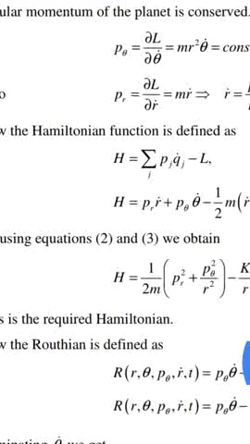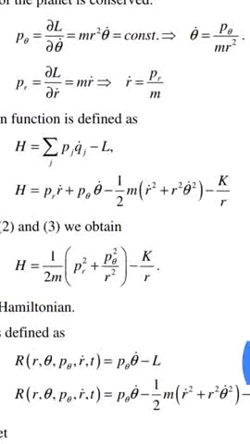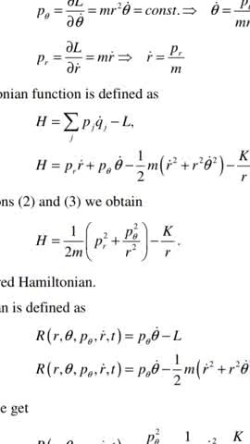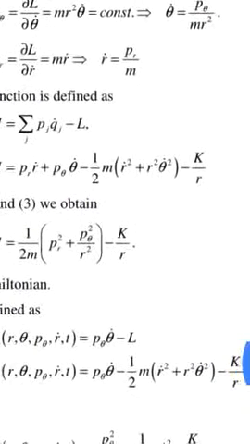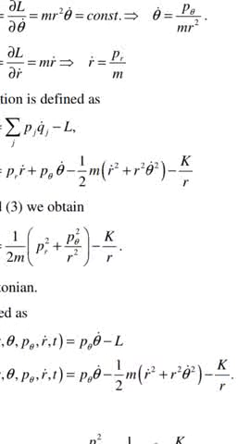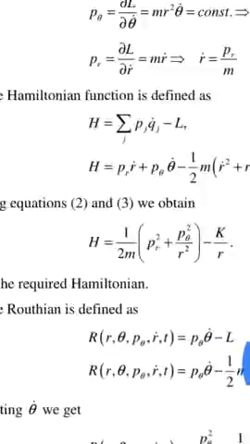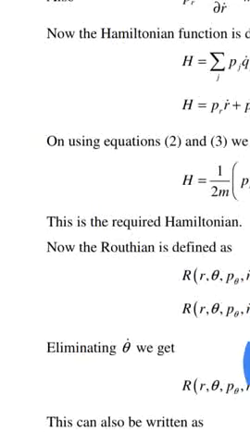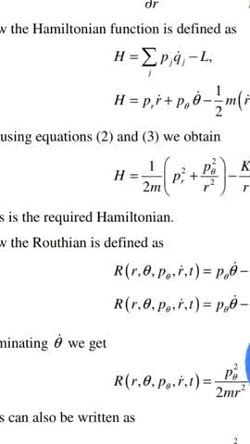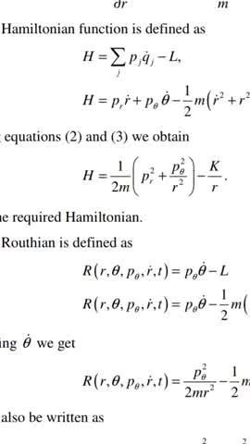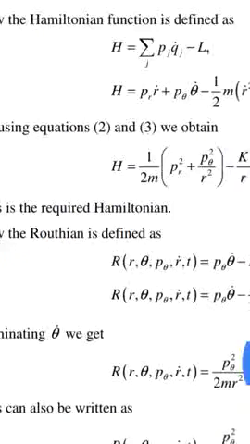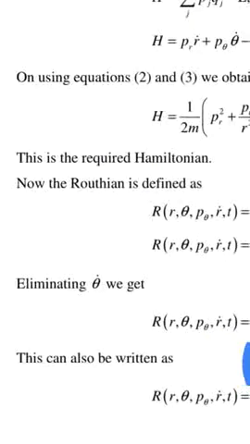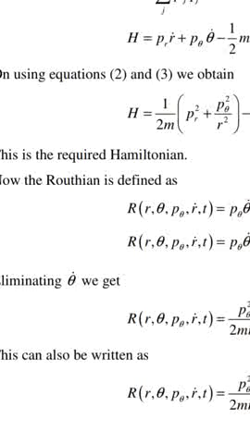Now the Hamiltonian function is defined as H is equal to p j q j dot minus L. H is equal to p r r dot plus p theta theta dot minus 1 by 2 m (r dot square plus r square theta dot square) plus k by r. On using equations 2 and 3, we obtain H is equal to 1 by 2 m (p r square plus p theta square divided by r square) minus k by r. This is the required Hamiltonian.